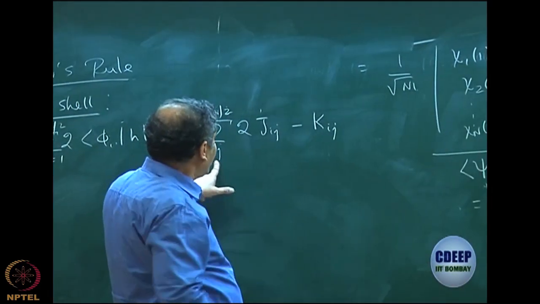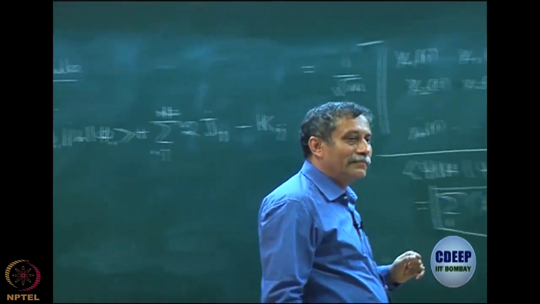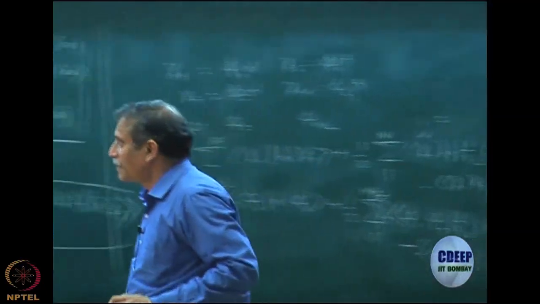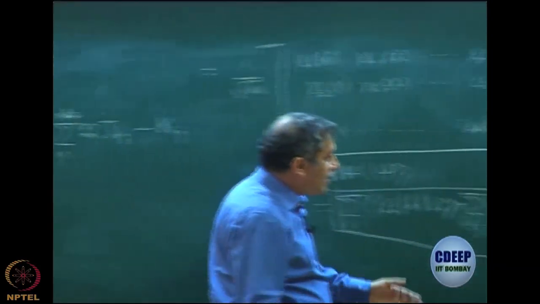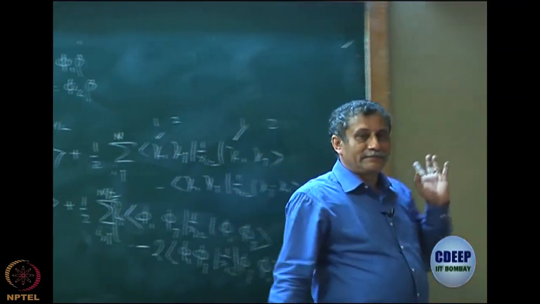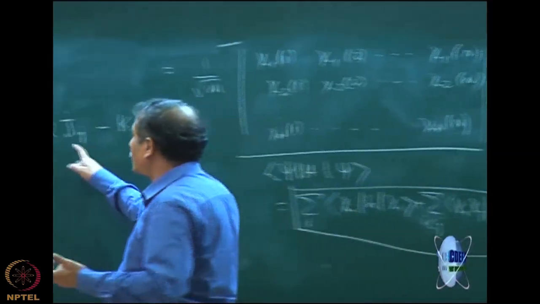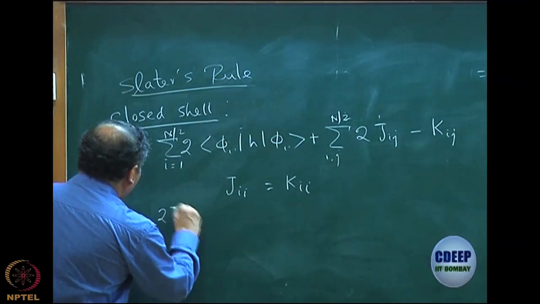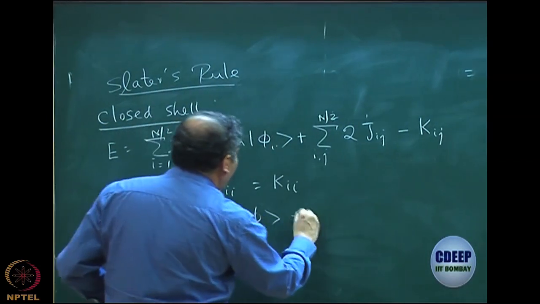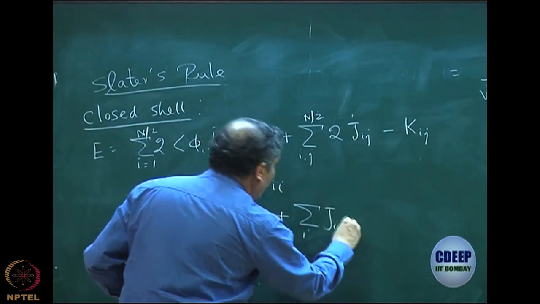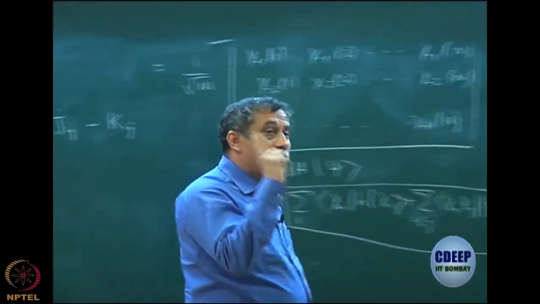just like in the spin orbital, I noticed that chi i chi j, the spin orbital was identical, so it was 0. But here it is not exactly 0, because J_ii is equal to K_ii indeed. But unfortunately, in the energy, i equal to j survives as one term. So this becomes now 2 times sum over i, n by 2, phi i h phi i. For i equal to j, there is one term which survives, J_ii, because 1 J_ii cancels 1 K_ii, and 1 Coulomb term survives, which is actually not surprising.